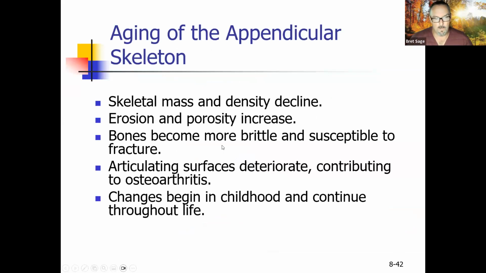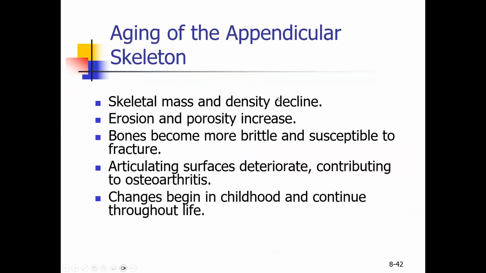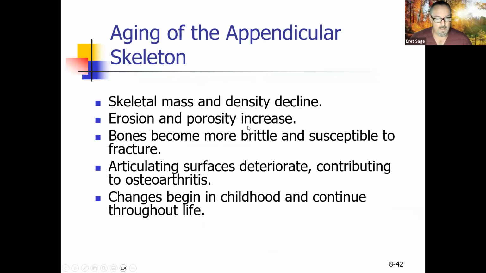Aging. What happens as we get older? Density declines. As we talked about, with osteoporosis, erosion and porosity increase. Bones become more brittle and susceptible to fracture. This is usually due to a decrease in sex hormones, which do increase density of bones. The articulating surfaces can deteriorate, contributing to osteoarthritis. Changes happen from childhood and continue through life.